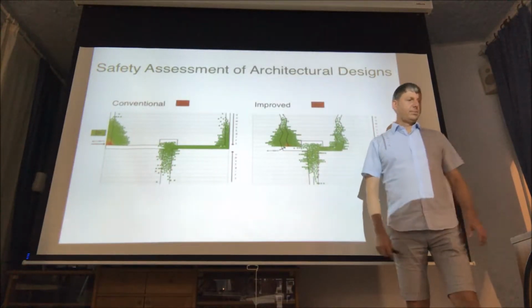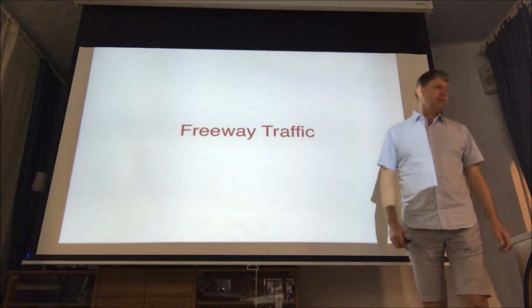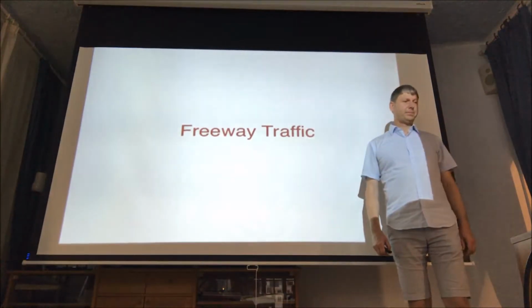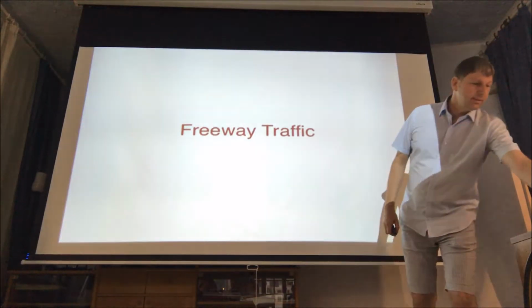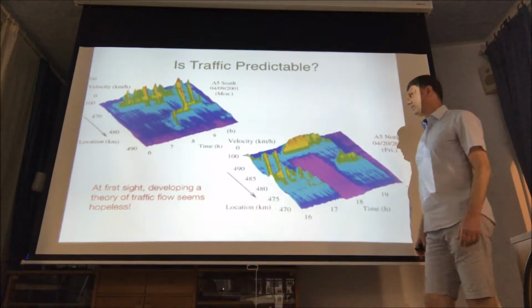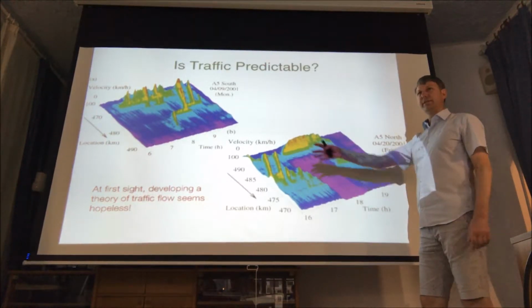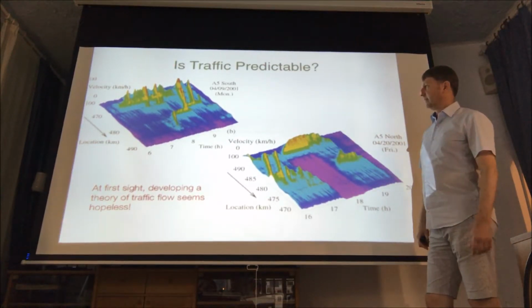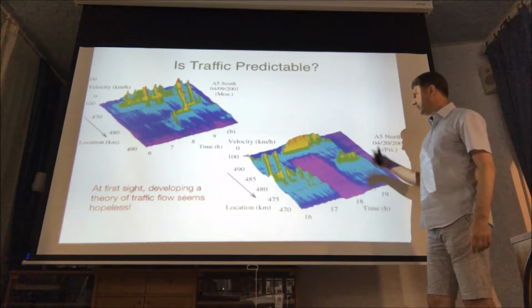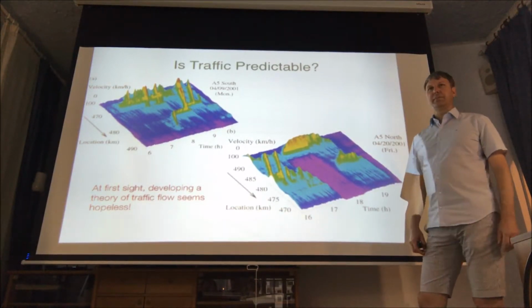Okay, so much on pedestrians. What about freeway traffic? People would ask, is traffic predictable? And if you look at empirical examples such as these, then you say, oh my God, I will never be able to describe this in a quantitative way.